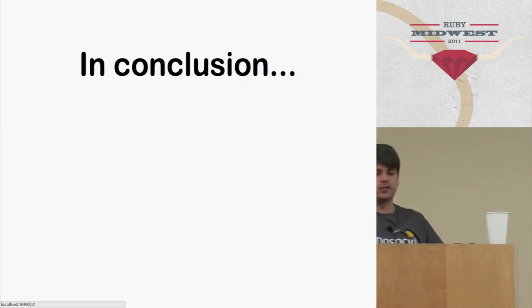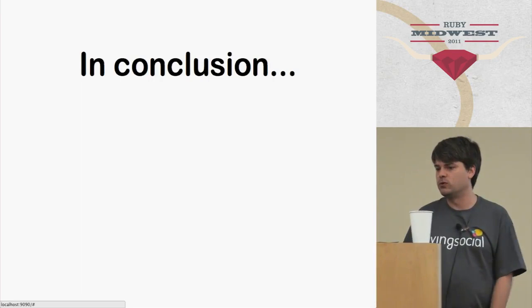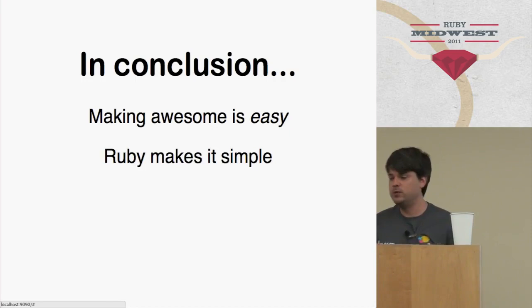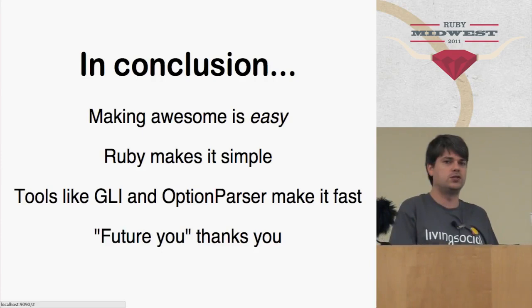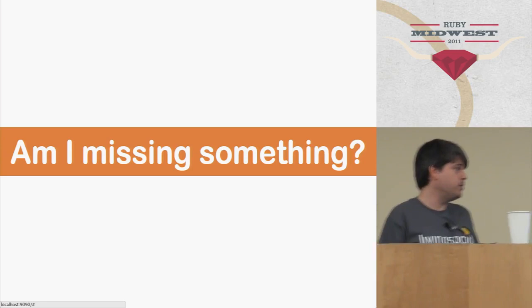Right, that's a list. Anyway, this will be up later if you guys want to check it out. And please tell me if there's anything I'm missing, because I always like to hear about new command line stuff. So making an awesome command line app is really easy, because Ruby makes it simple with its awesome language and awesome tools that it comes with. And some of those tools make it really fast to do what you want to do. And future you would really thank you if you use these things the next time you had to throw together a command line app.